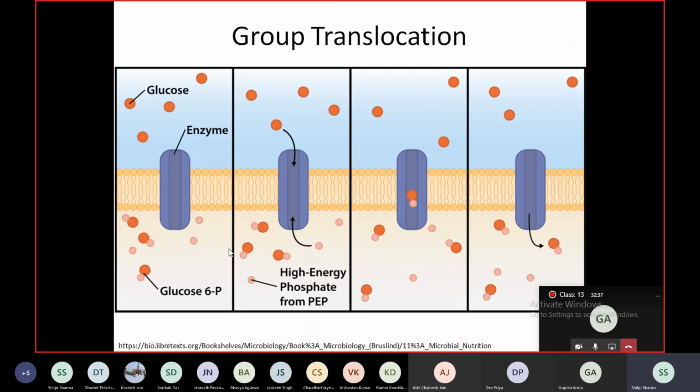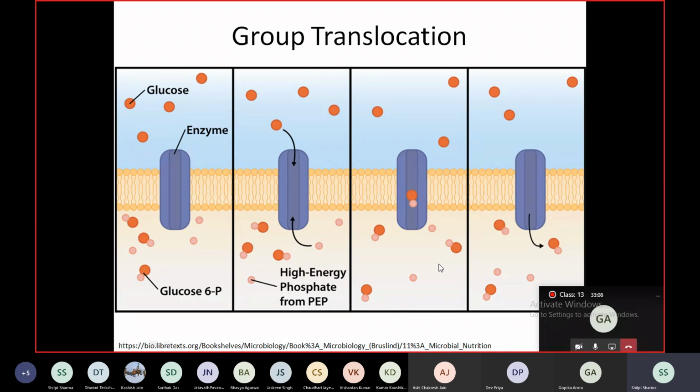After that, I discussed the third type of active transport, which is called group translocation, because here you have a group which is translocated, the moiety that is being transferred. And the classic example here is of glucose being transported inside the cell, wherein during the process of transfer, glucose is modified into glucose 6-phosphate using the phosphate from high energy PEP, phosphoenolpyruvate.